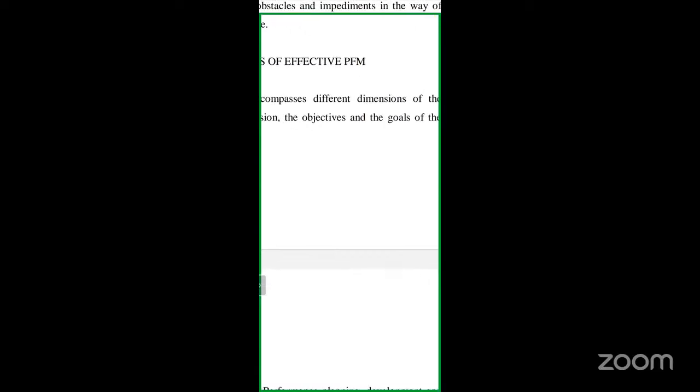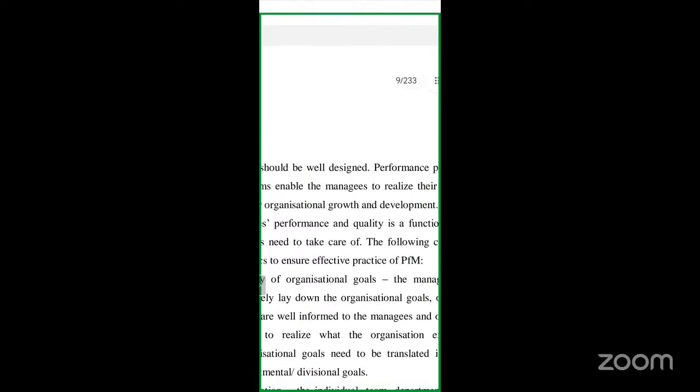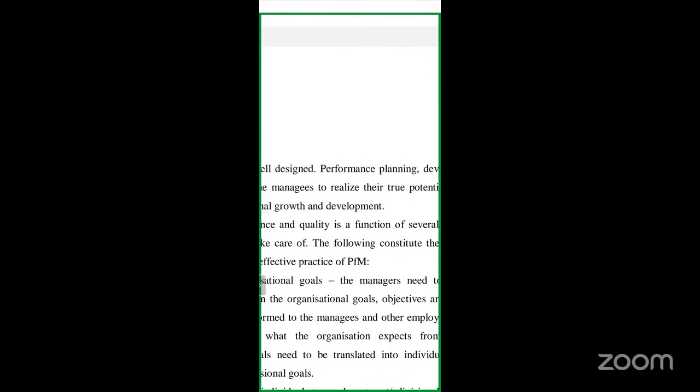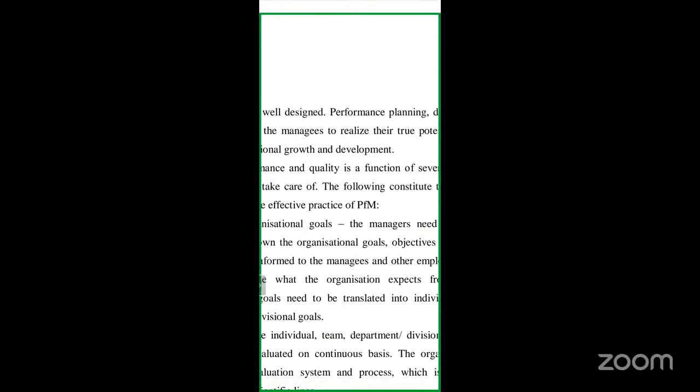The mission, the objectives, and the goals of the organization should be well designed. First, the goal should be well designed when we are talking about performance management. Unless the goal is properly achieved, there cannot be an interaction or an integration between the different levels of the performance management integration.